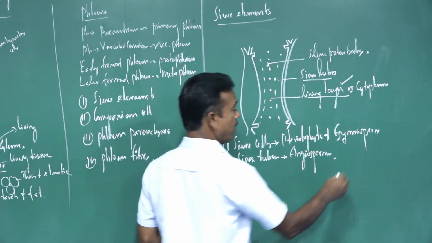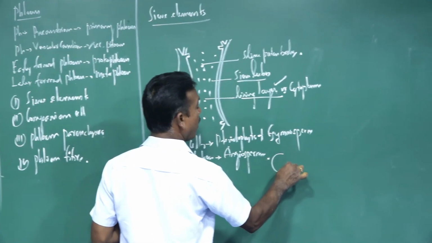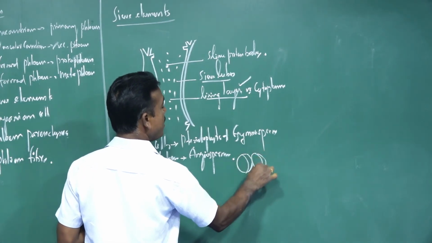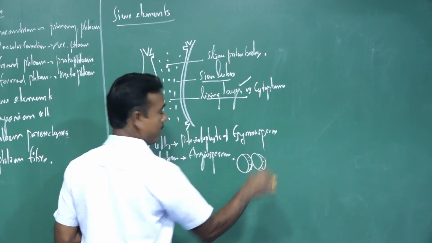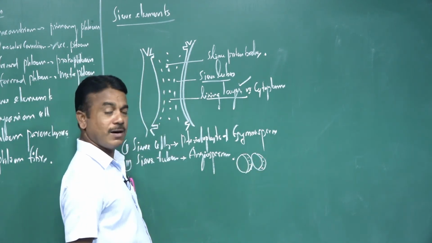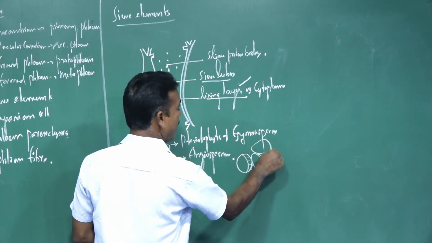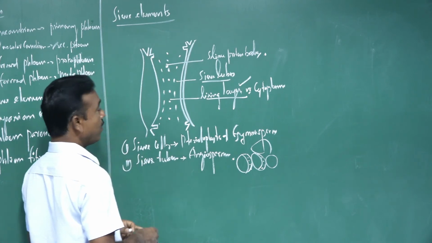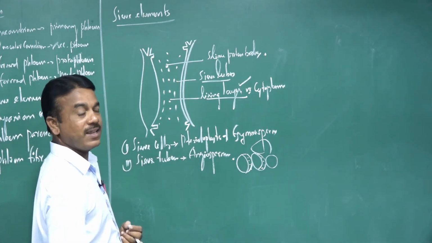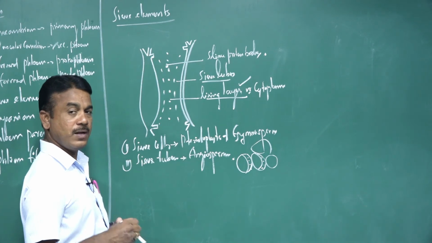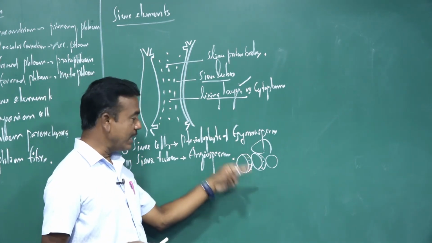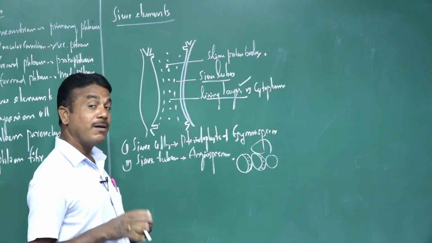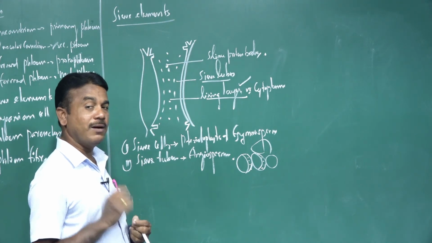Sieve cells have sieve areas on the lateral wall. Sieve cells are not arranged one above the another. Sieve cells are not associated with companion cells. That is the phenomenon. Sieve cells have sieve areas on the lateral walls only. They are not associated with companion cells, and they are not arranged one above the another.